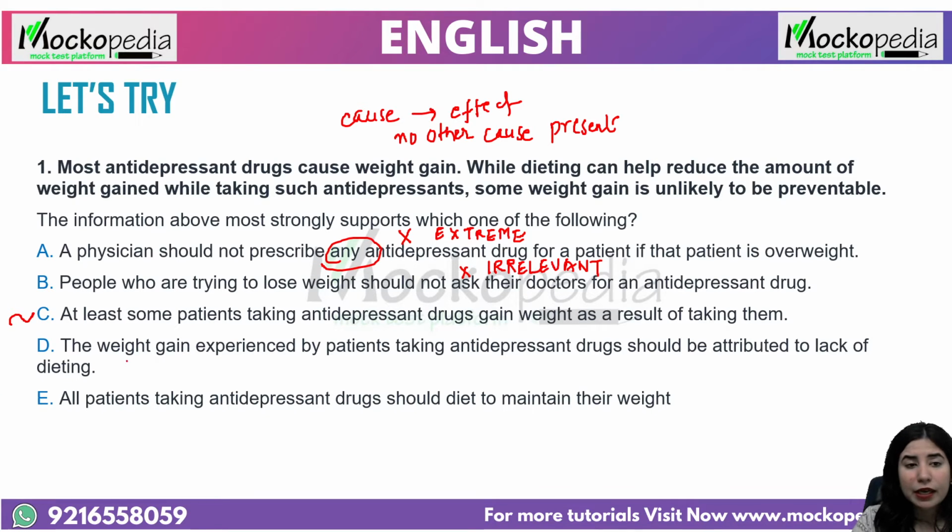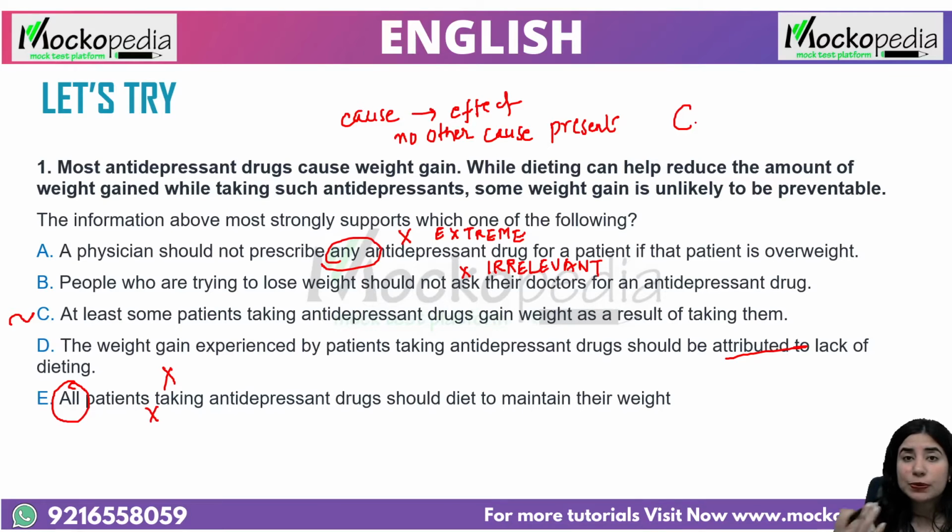So come to D. The weight gain experienced by patients taking antidepressant drugs should be attributed to lack of dieting. Now, how can it be attributed to lack of dieting? This information is not there. Again, this is an answer choice which goes for easy elimination. Now, all patients taking antidepressant drugs should diet to maintain their weight. So, all is again extreme and irrelevant to the discussion, either of the points you use for elimination. So, we are going to mark C as the correct answer.